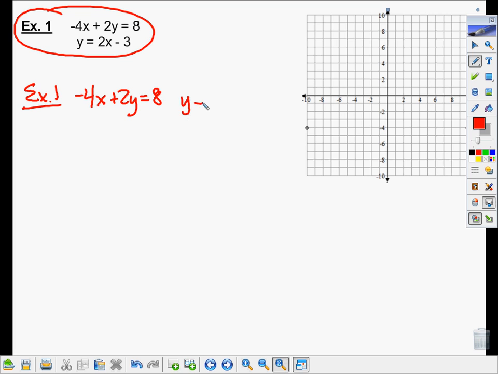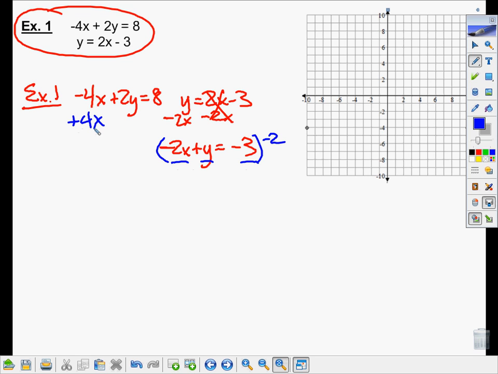And we have y equals 2x minus 3. If we take the second equation and subtract 2x from both sides, we will be changing that into standard form. We'll have negative 2x plus y equals negative 3. And now we would look at that and say, let's double that. Actually, let's not just double it, let's multiply the entire equation times negative 2.